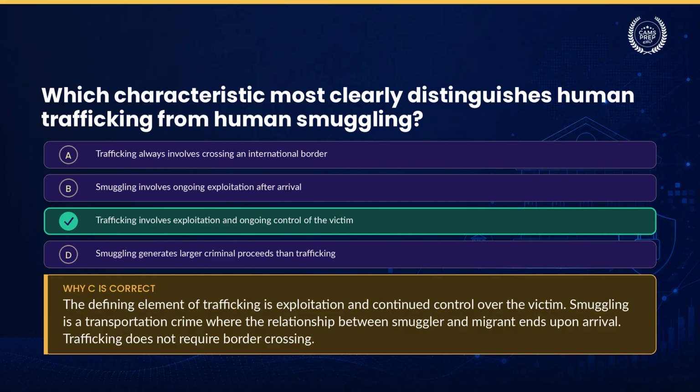The correct answer is C. Trafficking involves exploitation and ongoing control of the victim. This is the defining distinction. Trafficking is about exploitation and continued control. Smuggling is a transportation crime where the relationship ends upon arrival. Importantly, trafficking does not require crossing an international border. It can occur entirely within one country. And smuggling does not involve ongoing exploitation. On the exam, exploitation equals trafficking, every time.